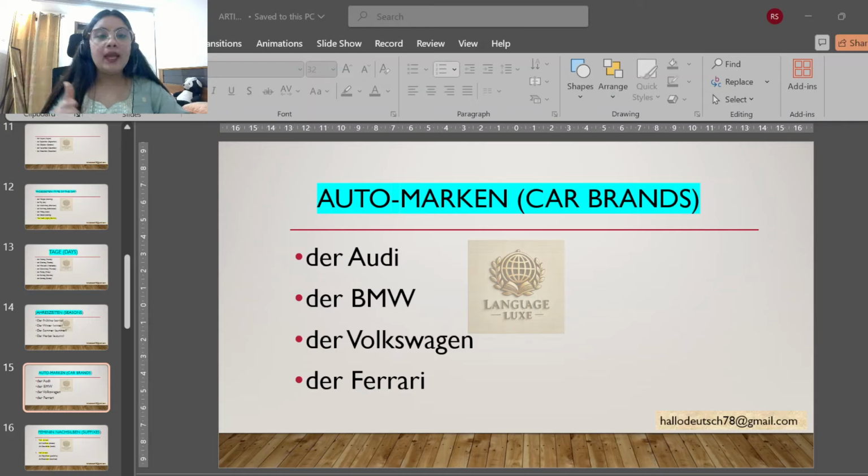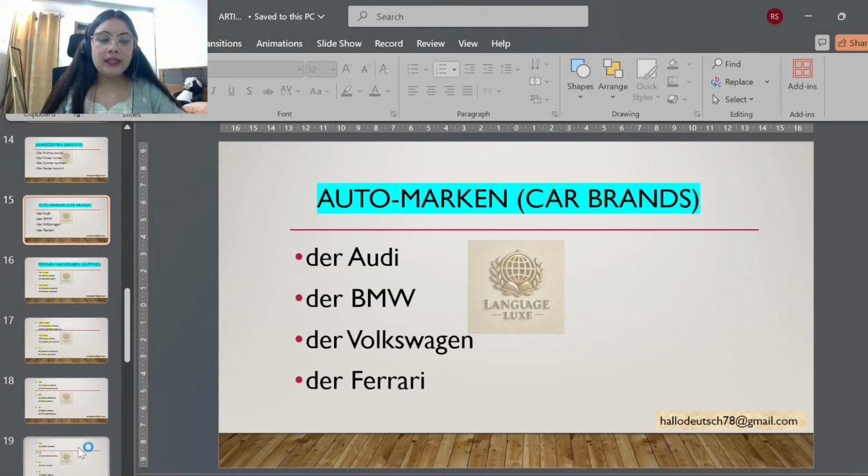Der BMW. Der Volkswagen. Der Ferrari. Der Audi, der BMW, der Volkswagen und der Ferrari. So Automarken means car brands. They are also masculine in nature. Great. So these were about masculine.